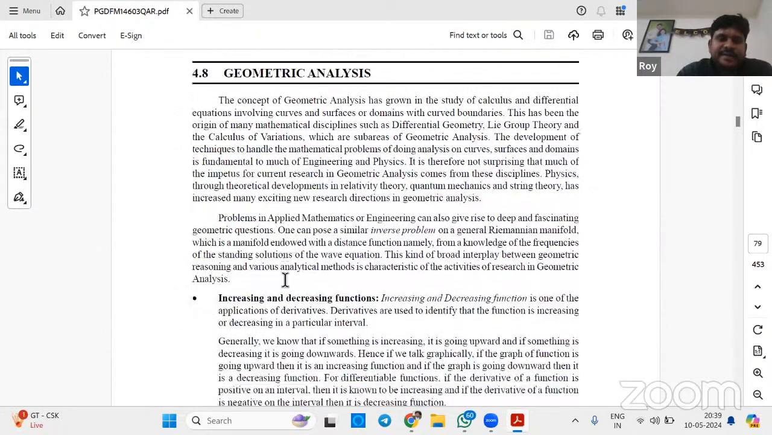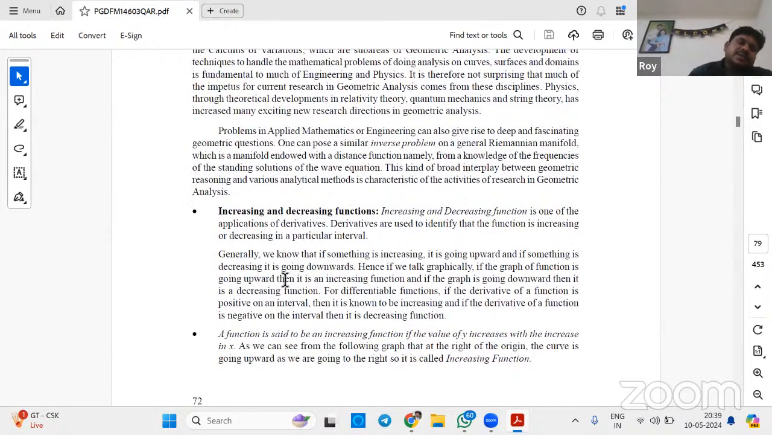Next, geometric analysis. Again, in this geometric analysis, we see the differentiation of the function, or the differentiation of the value to another value. Right, the change occurs. We are calling it a differentiation. And this is one of the applications of derivatives: they are used to identify whether the function is increasing or decreasing in a particular interval. Because in the change, when we are finding from one variable to another variable, you will easily understand what kind of change it is.